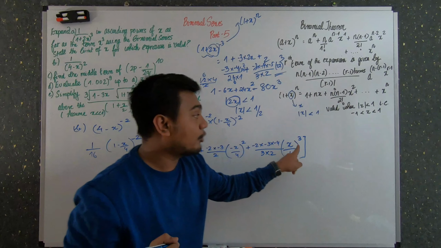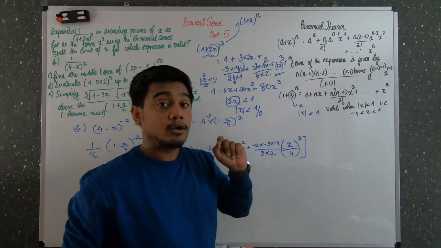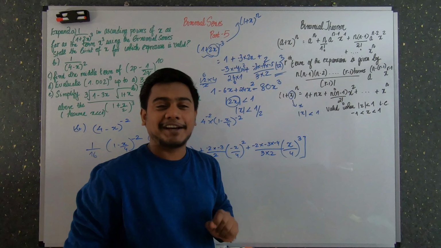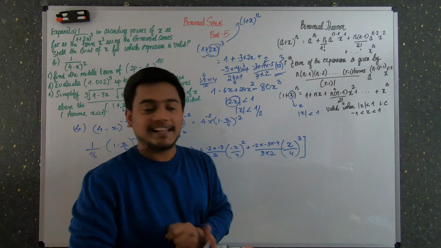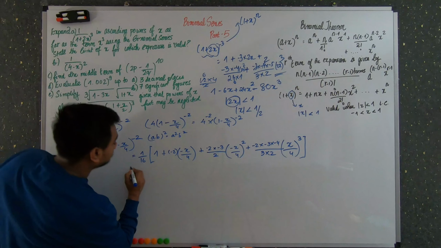So why did I write only up to x by 4 the whole cube? Because it is already said in the question to find the expansion until the term x cube is reached in the series. So it has already been reached. So let's find the final answer for it.